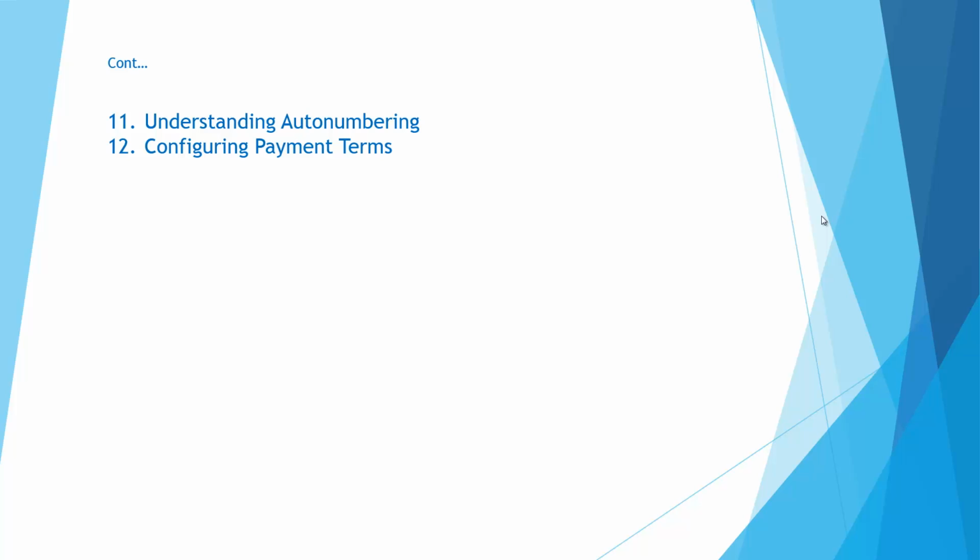and I'll show you what that is about in video 11. Video 12, configuring payment terms. So this is your sales order and purchase order terms like net 15, net 30, net 45. You can set that up in the system settings.